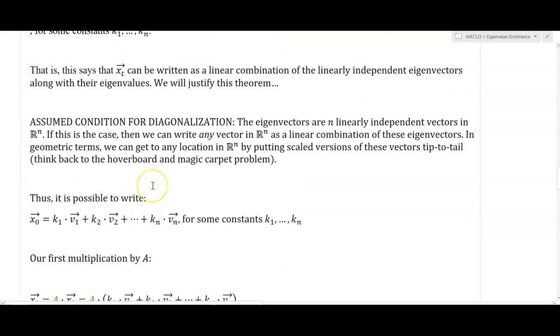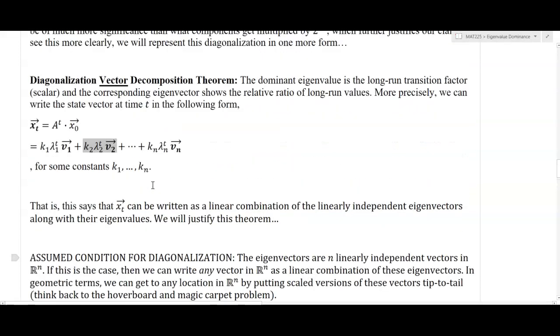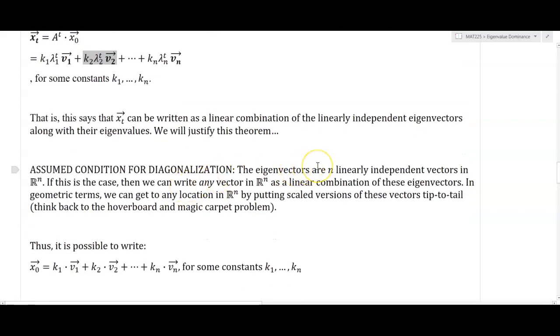The assumed condition for diagonalization was that there are n linearly independent eigenvectors in Rn. So if you have linearly independent eigenvectors, in fact as many as the size of the dimension that you're in, so if you had 2 linearly independent vectors in 2 dimensions, you could span all of R2, meaning you could get to any location in Rn by putting scaled versions of these vectors tip to tail. So that's the geometric interpretation.